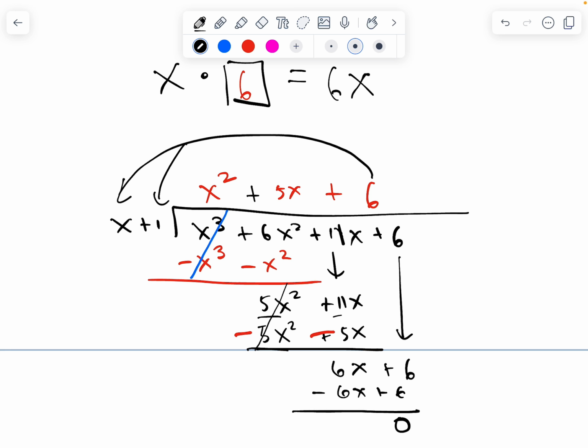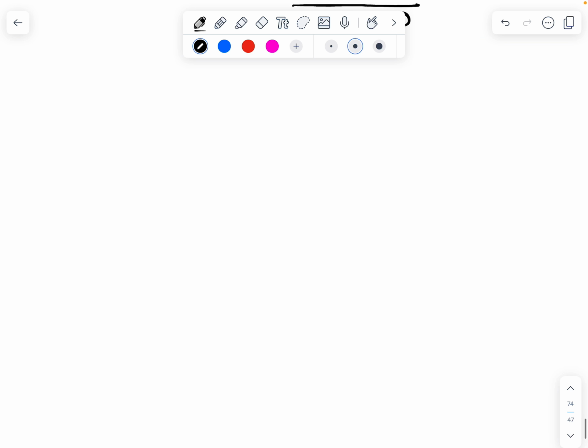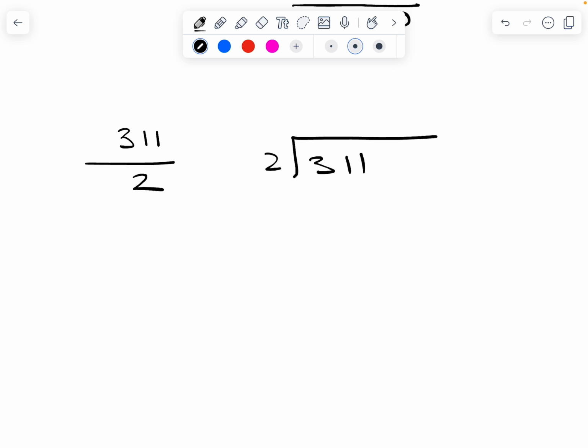Okay, let's do a different one. Let's talk about what happens when you don't get an even remainder. Let's look at this. Let's say we have 311 divided by 2. If we do the long division, 2 times what is 3? 2 times 1 is 2. We're going to subtract. 3 minus 2 is 1. We're going to bring down the 1.